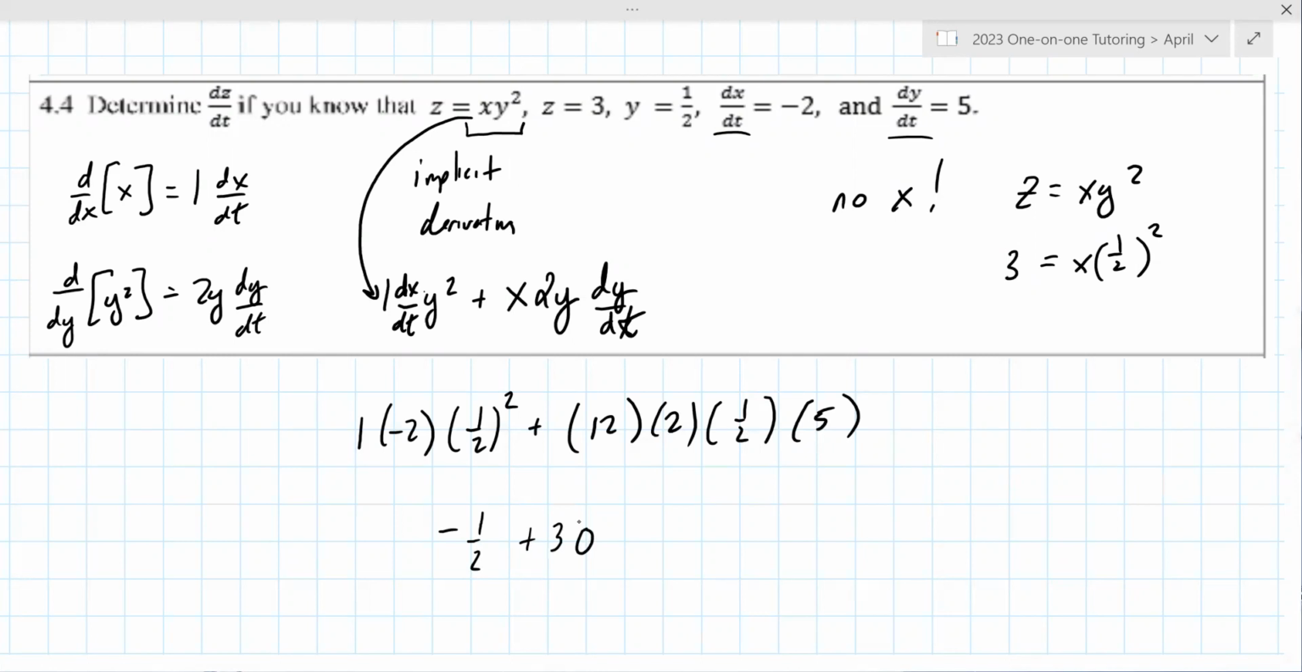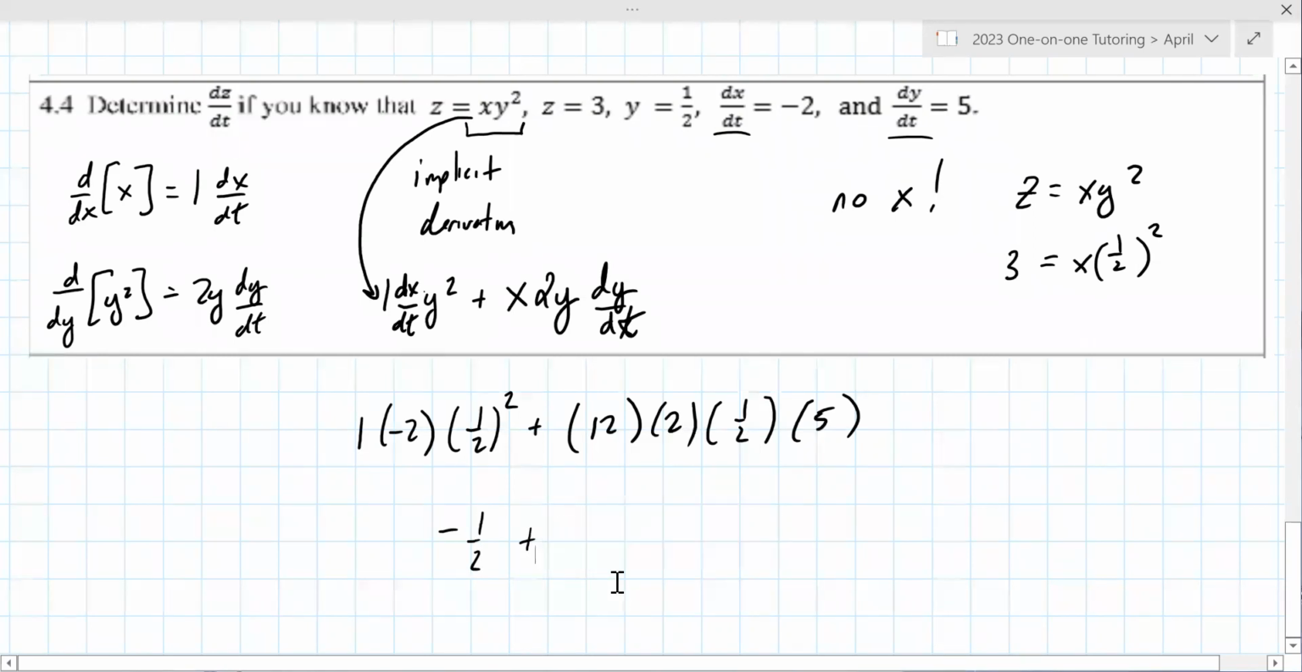Wait, how'd you get 30? 12 times 2 is 24. Okay, sorry, I got the wrong number there. 12 times 2 is 24, cut that in half, that's 12 times 5 is 60. Thank you, good catch on that. So 59.5, yeah, 59.5.